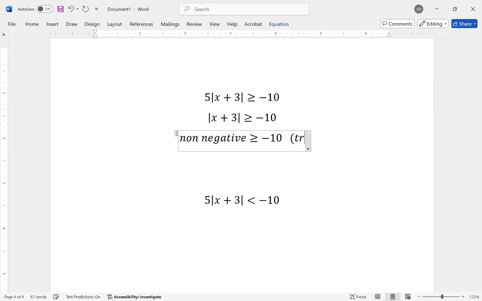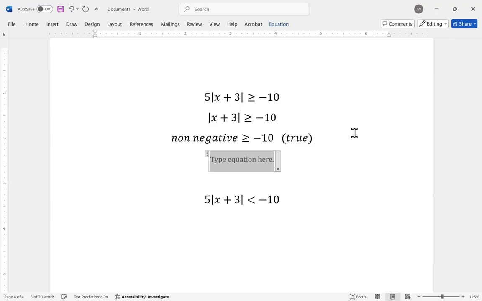Well, that is always true. So for this absolute value inequality, it's always going to be true no matter what you plug in. And therefore, the solution to this is all real numbers. Any real number you plug in for x will make this equation true.